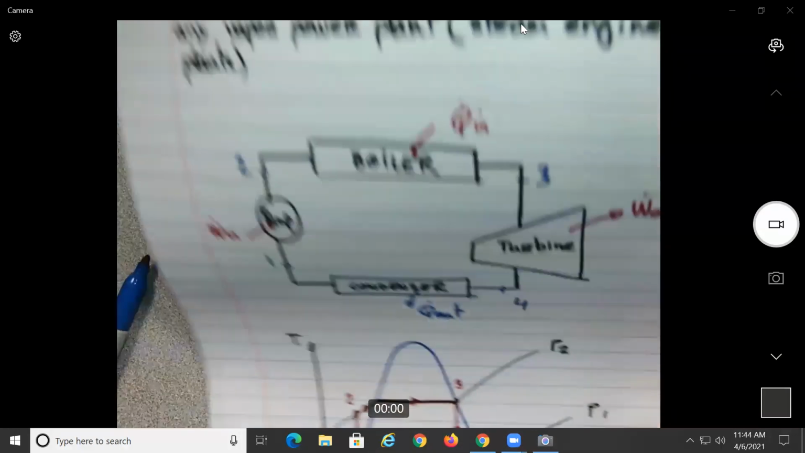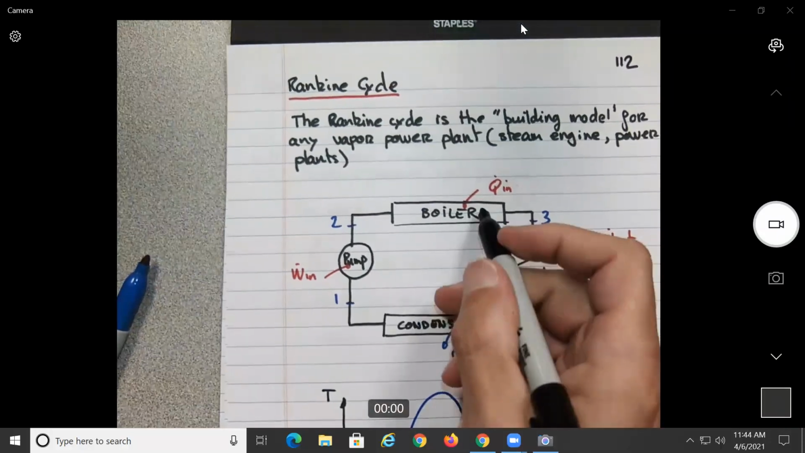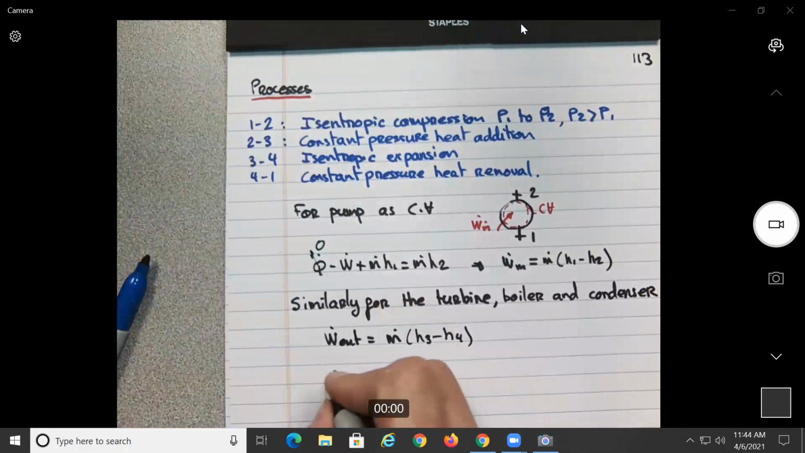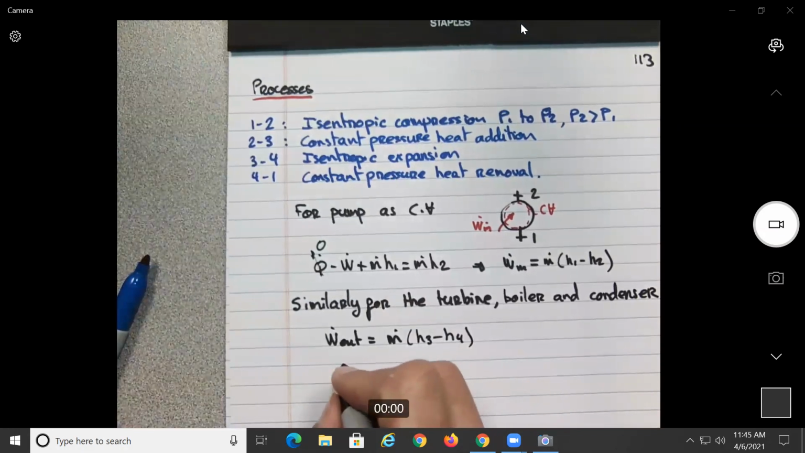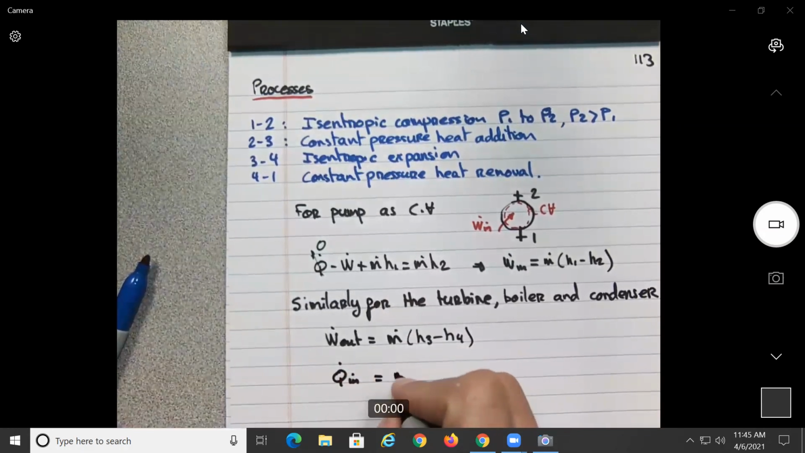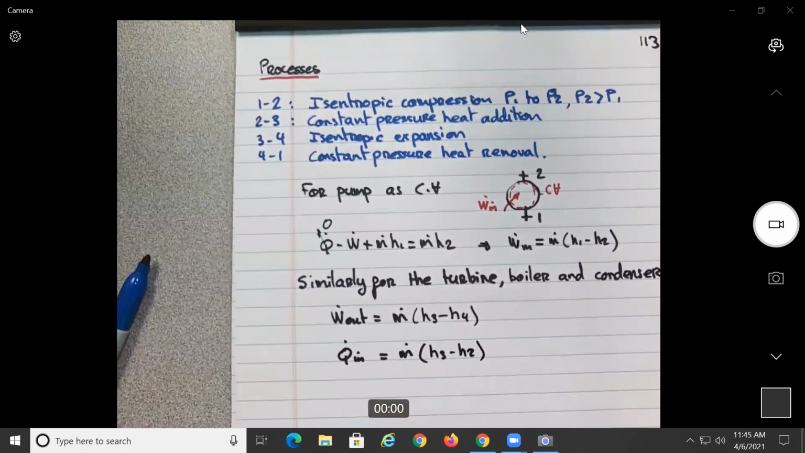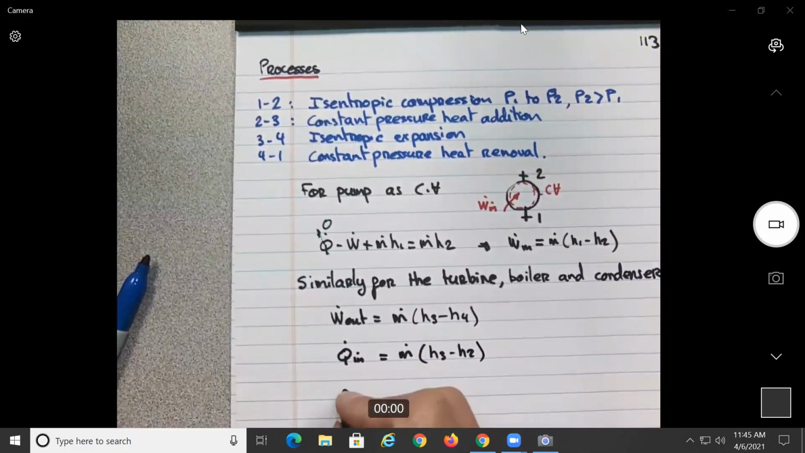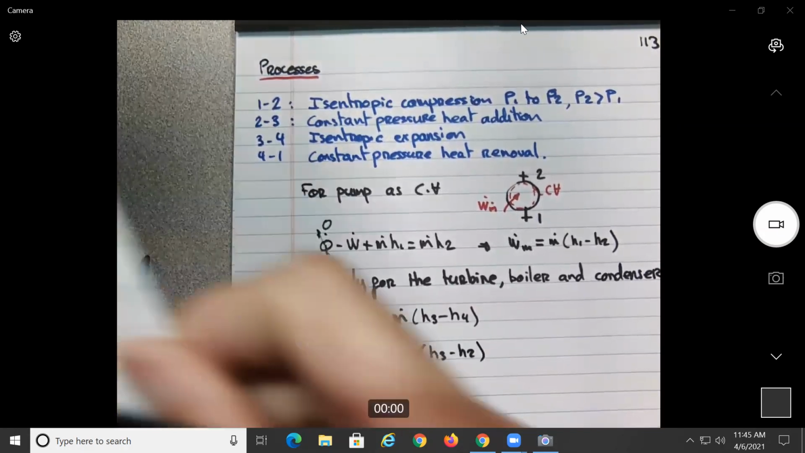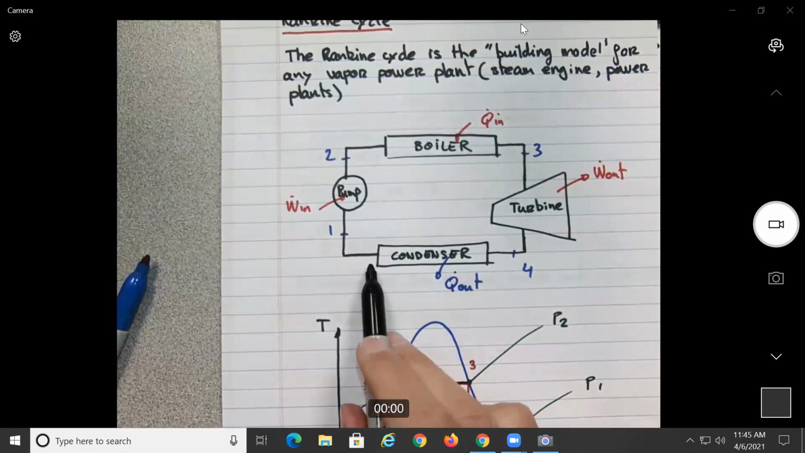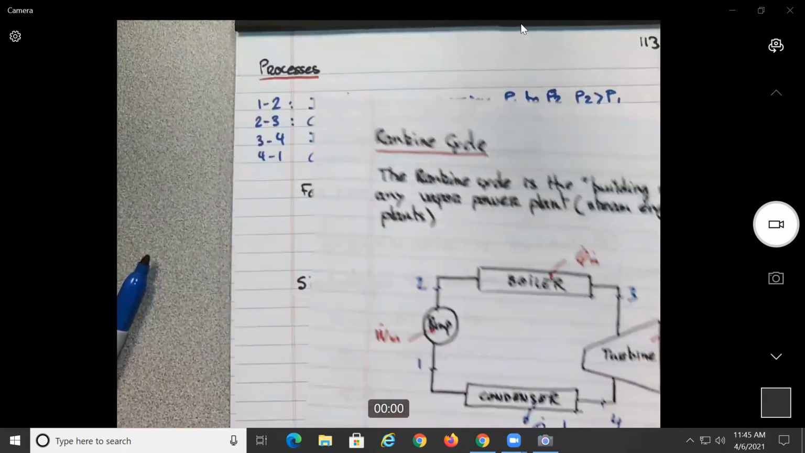Okay, then the Q in the boiler should be equal to M dot, this time (H3 minus H2). And the heat coming out of the condenser over here should be H1 minus H4.